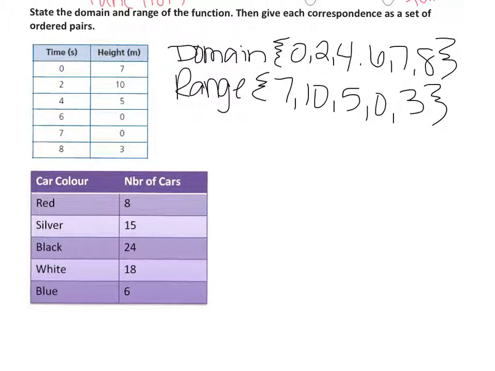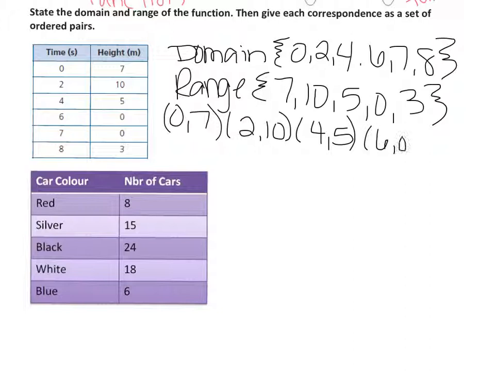And then I want you to tell me as an ordered pair, because I don't need to write a table. If I want to know which number 0 maps to, 0 maps to 7. So as an ordered pair, I would write (0, 7). And then I would write (2, 10). And then I would write (4, 5), (6, 0), (7, 0), and (8, 3). That's all we're doing.